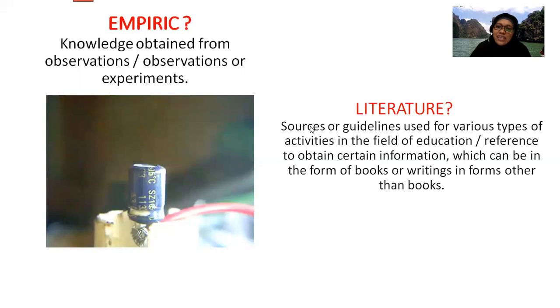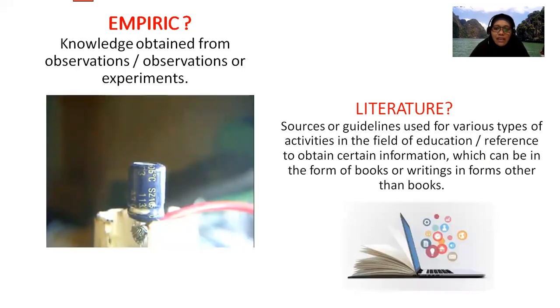And what is the literature? For the modern way of approaching research, the scientific research, we need literature. This is the source or guideline from which we collect information about our research, about research related to our expertise. So we need literature for scientific research.